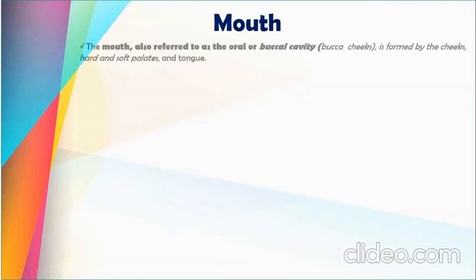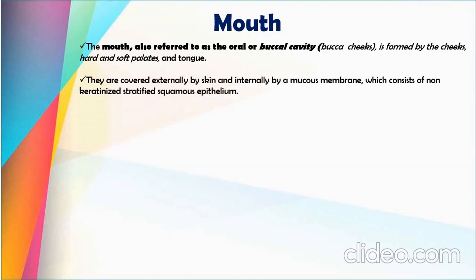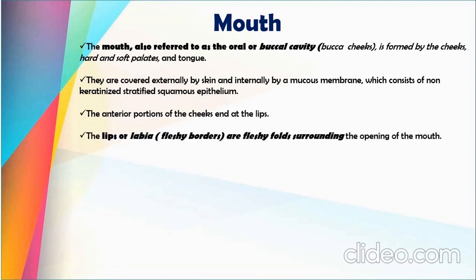Now, starting with the mouth. The mouth is also referred to as the oral or the buccal cavity. It is formed by the cheeks, hard and soft palate, and the tongue. They are covered externally by the skin and internally by a mucous membrane, which consists of non-keratinized squamous epithelium. The anterior portion of the cheeks ends at the lips. The lips or labia are fleshy folds surrounding the opening of the mouth.